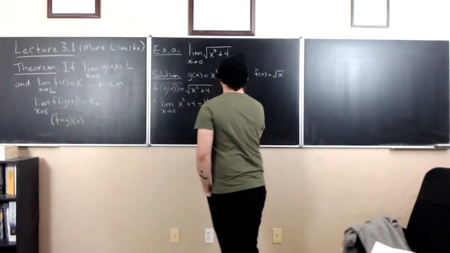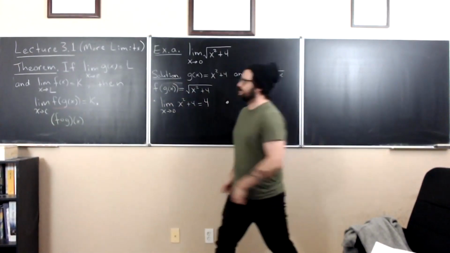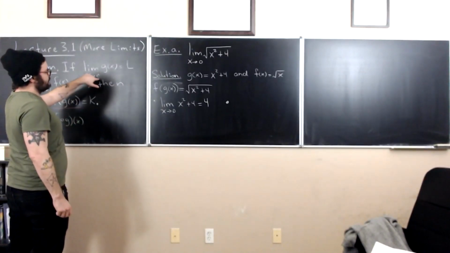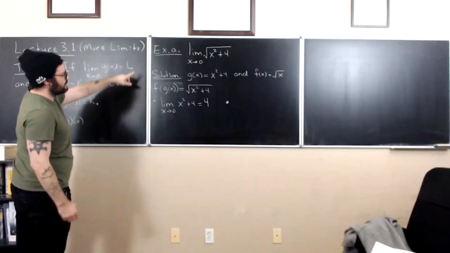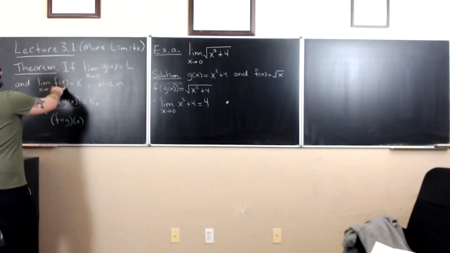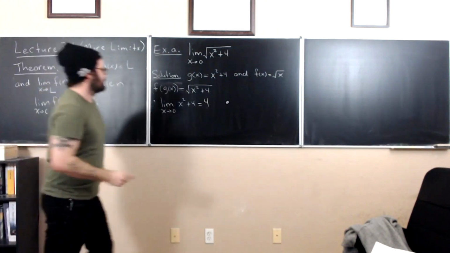Then, making use of this theorem, if as x approaches 0, g of x equals L, this is our L right there. Then we have to consider f now. Where does f go as x approaches L?